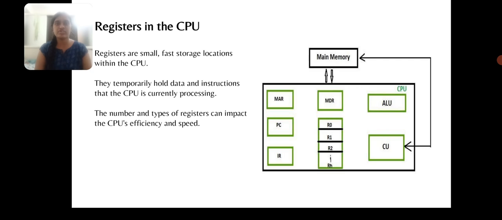Registers in the CPU. Registers are small, fast storage locations within the CPU. They are small in size and have fast storage locations, and they temporarily hold data and instructions that the CPU is currently processing. The number and types of registers can impact the CPU's efficiency and speed. Beside you can see the main memory, MAR, MDR, ALU and PC, IR and CU. This is a logical diagram for the registers in the CPU, which we also study in theoretical classes.